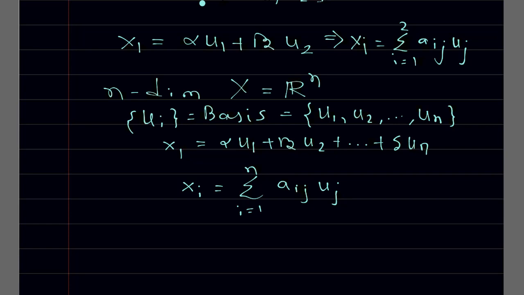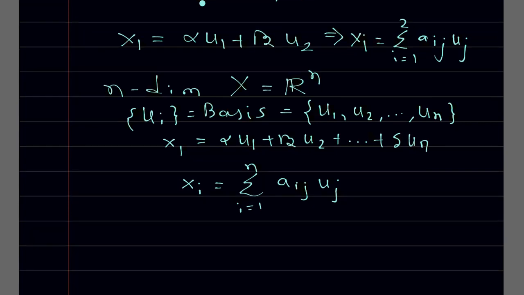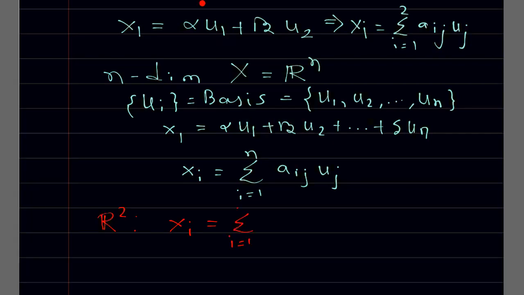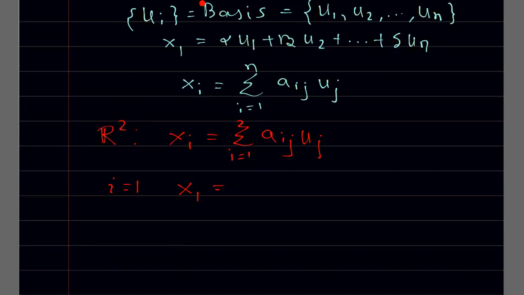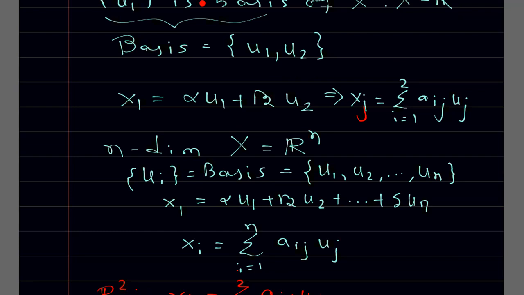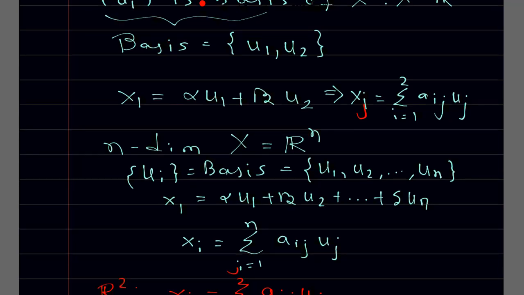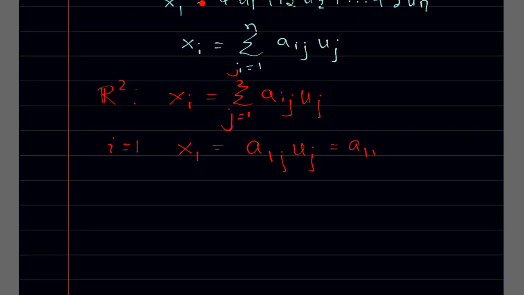So focus on R2. What did I write? I wrote that any element is written as summation j goes from 1 to 2 a_ij u_j. That means consider i equals 1, the first element of x. Then there will be a summation. I'm using Einstein summation convention, so I'm removing the summation sign. So it will become a_ij u_j, and j is going from where to where? Sorry, here I should write j, and here also j. In R2 it goes from 1 to 2. So you'll have a11 u1 plus a12 u2.